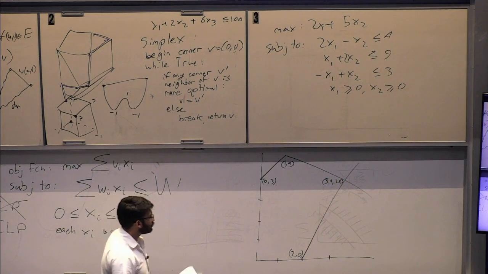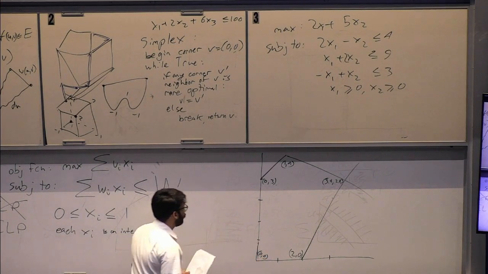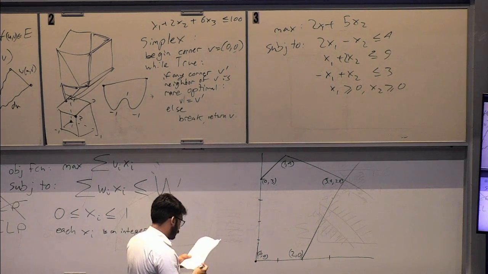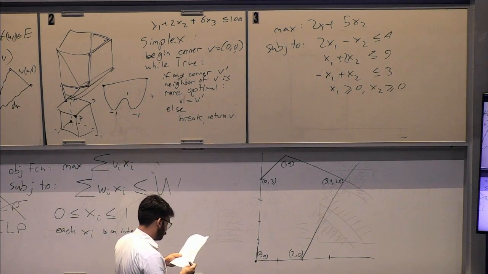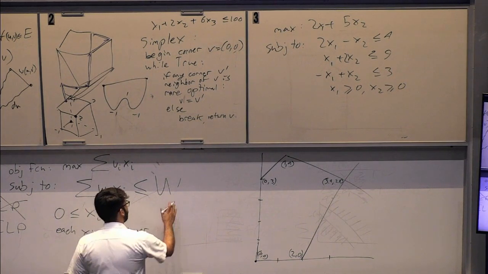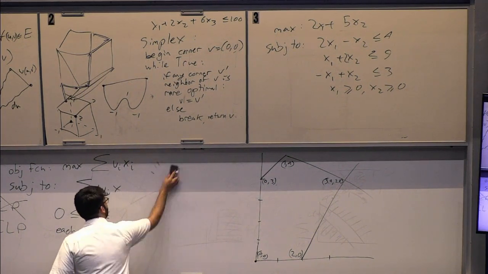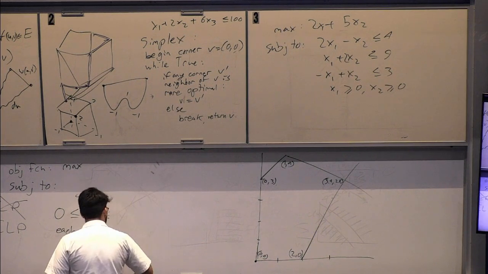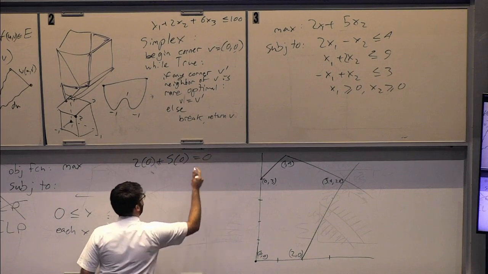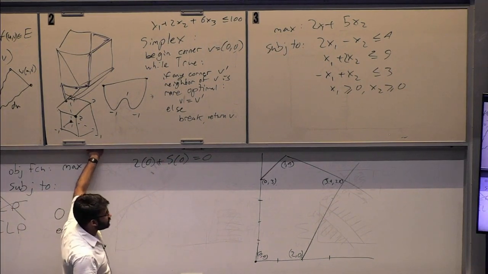Okay, so we're going to start at 0, 0 here. And this is, of course, 0, 0. If we plug 0, 0 into the objective function, what are we going to get? We have 2x1 plus 5x2 as our objective function. 2 times 0 plus 5 times 0 is equal to 0. So we currently have no objective function value. We have 0, right?